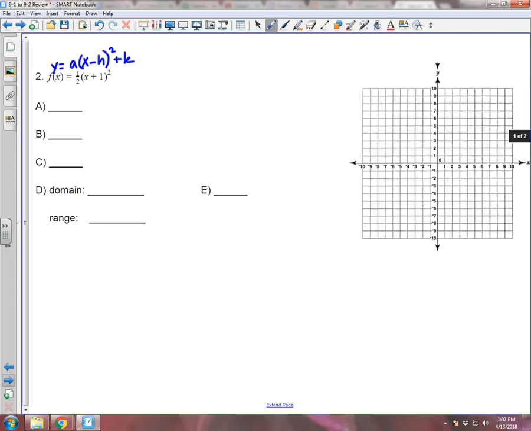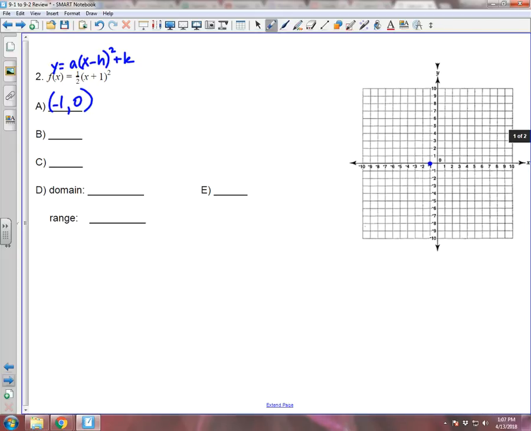Either above that or below that, whatever works out for you. Letter A was the vertex. So what is the vertex here? It's supposed to be H comma K, right? What number is in the H spot? 1, but you have to make that negative, so it's -1, comma, what number is in the K spot? 0. There is no number there, so we're going to use 0. -1, 0 is my vertex.